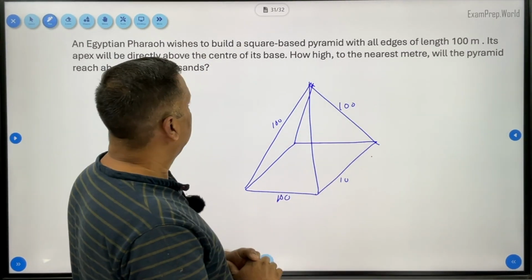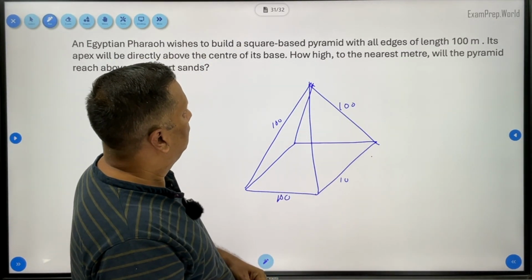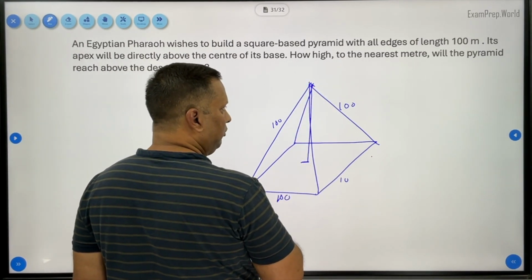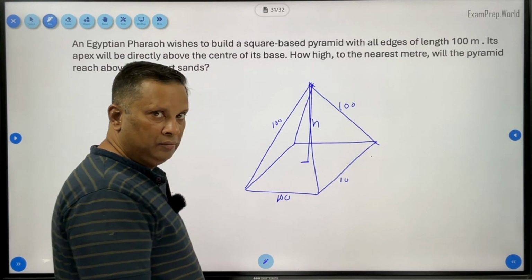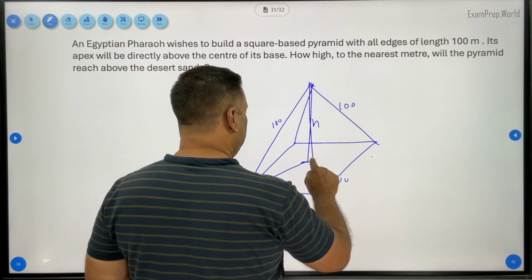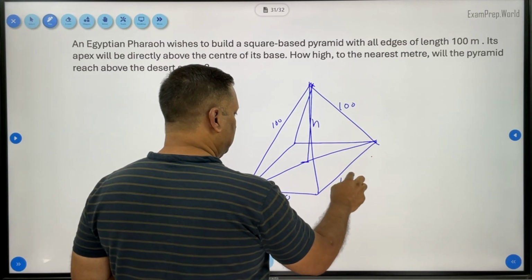Now they want to find the height. So the height is somewhere here, isn't it? It will be at the center. This line is the height. So how do we find it? Straight away you go and find the diagonal, right?